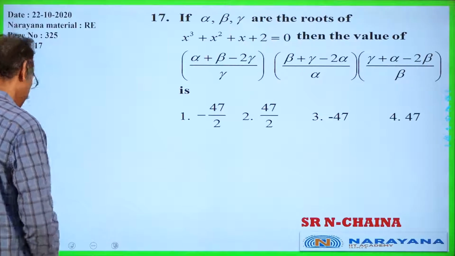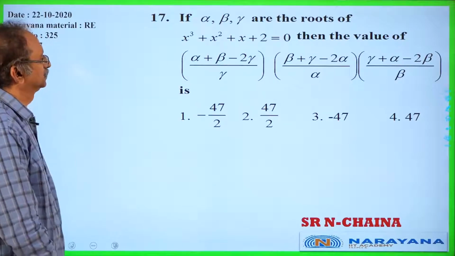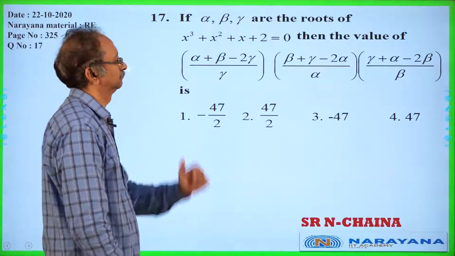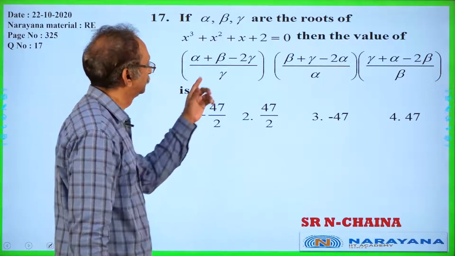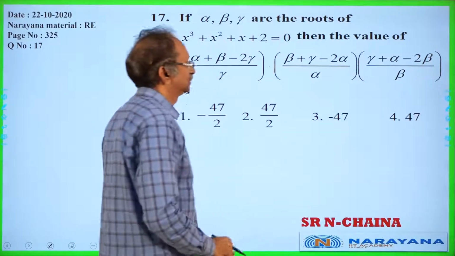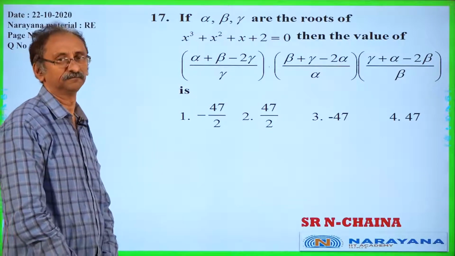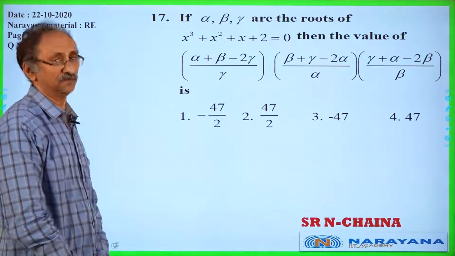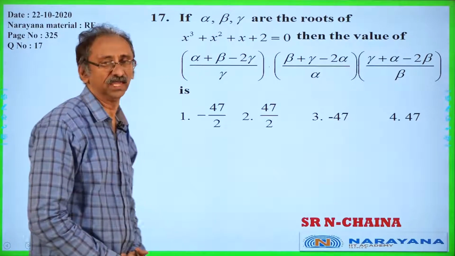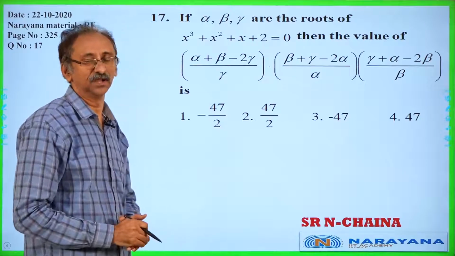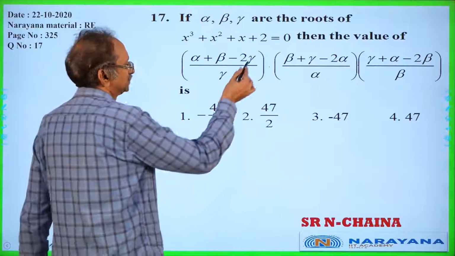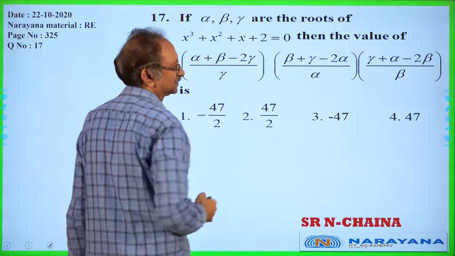Same question. And see once again, if alpha, beta, gamma are the roots of this equation, then what is the value of this product? So I will do one thing. I will find a cubic equation whose roots are this. Then this product is nothing but the product of the roots of that equation. So suppose consider this equation. Again observe, the roots are symmetric.